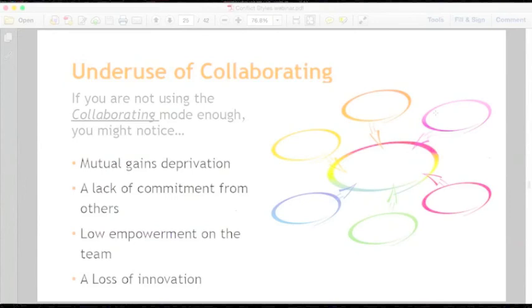If you underuse collaborating, then you're probably asking yourself, is it difficult to see the differences in other people's points of view? So you're not asking, you're not talking, you're not listening. So you're not really trying to see things from other people's point of view. So that's when collaborating might help you a little bit more if you need to do that. Are people not committing to the decisions that you're making? If you're making decisions and people aren't committing to them, then they may not feel like their point of view has been heard. So collaborating might not have been the solution you used to get there.